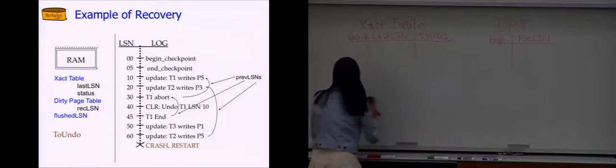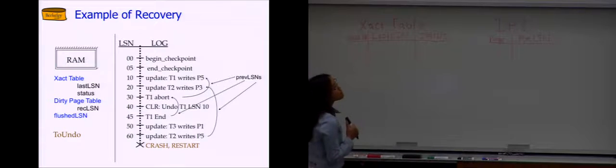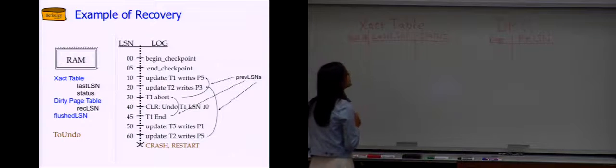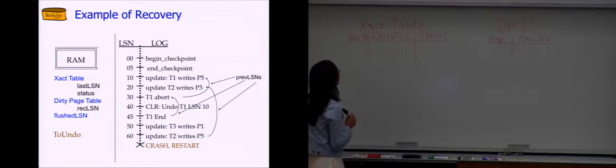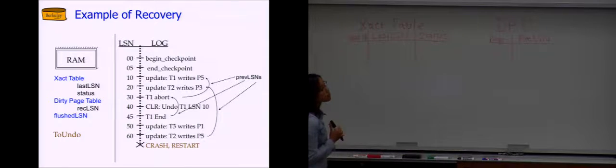The first thing that happens is these two checkpoint records, begin checkpoint and end checkpoint. Do they affect the transaction table? No, because they're not associated with any transaction. Do they affect the dirty page table? No, because they don't actually manipulate any pages. So that's fine. So we get ourselves to LSN number 10, which is an update from transaction 1, writing P5.